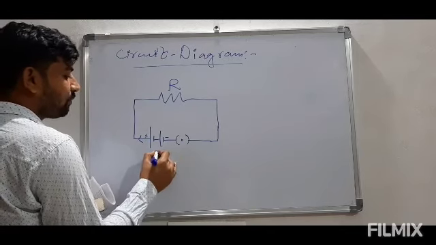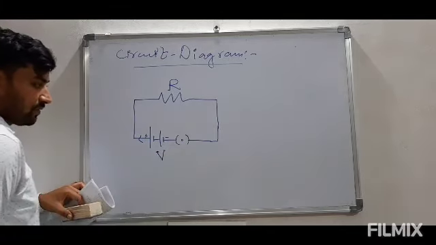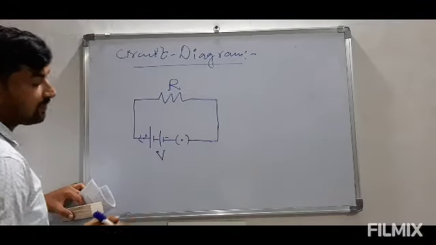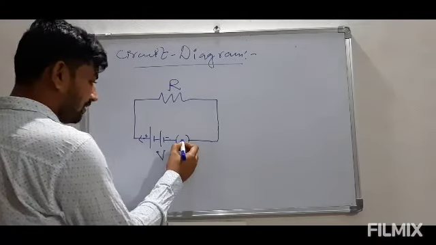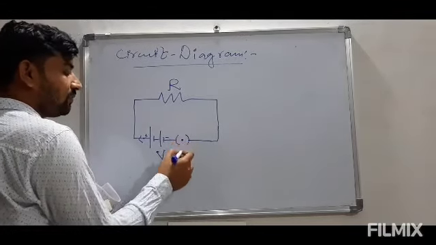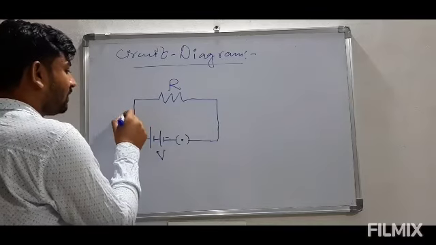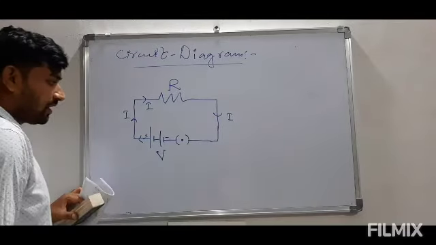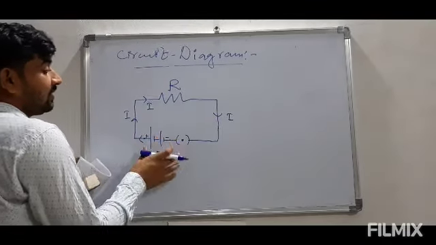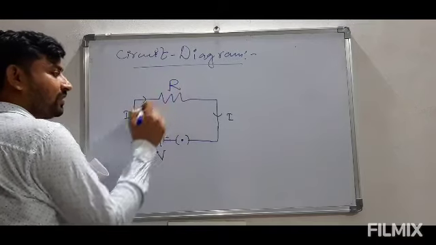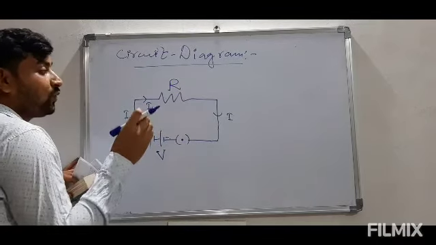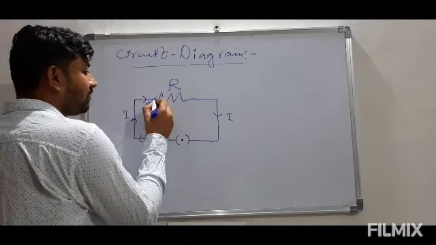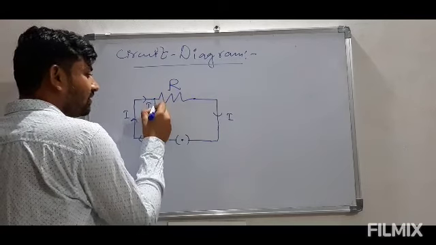Suppose the voltage of this battery is V, potential difference across the terminals of this battery is V. The resistance of this resistor is R. The switch is in on condition, closed condition. Some current will start to flow. Let us suppose that current is I. Then if we want to measure the potential difference across this resistor, then as I told you, the voltmeter is always connected in parallel, so it will be this way.